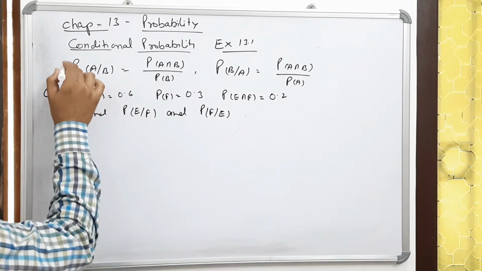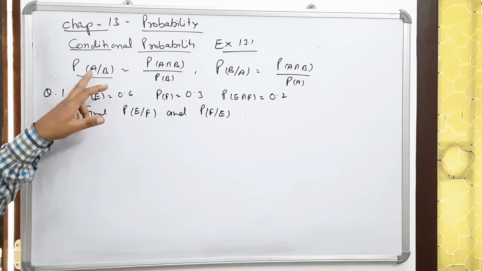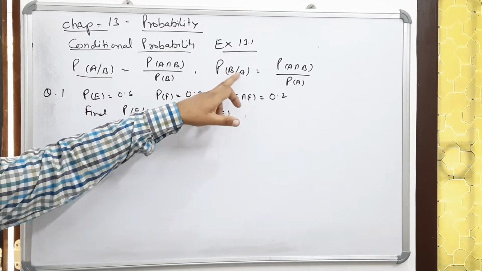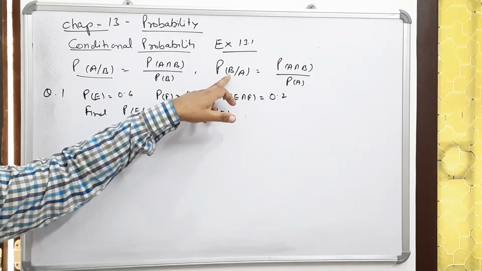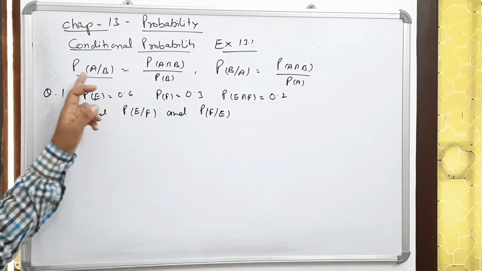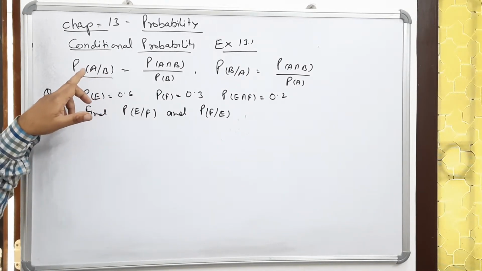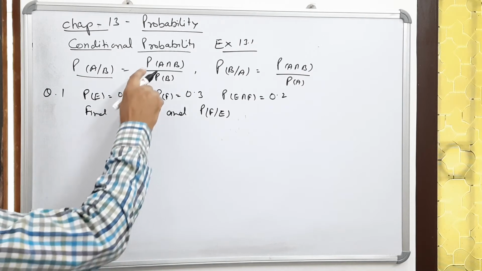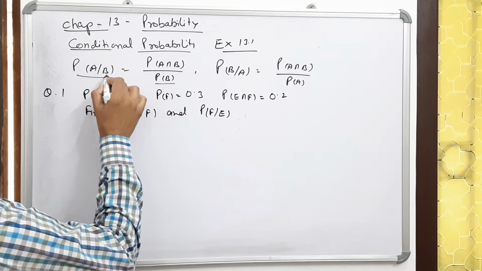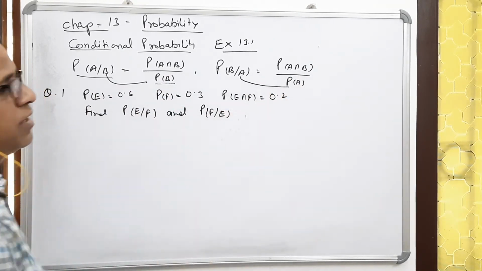The conditional probability is P(A|B). The meaning of this is the probability of happening of A when B has already occurred, or if it is P(B|A), then probability of happening of B when A has already occurred. That is the conditional probability. Here A and B are two events, and in this B has already occurred, and now we have to find the probability of A. So the answer is probability of A intersection B divided by probability of B. And here probability of A intersection B divided by probability of A.